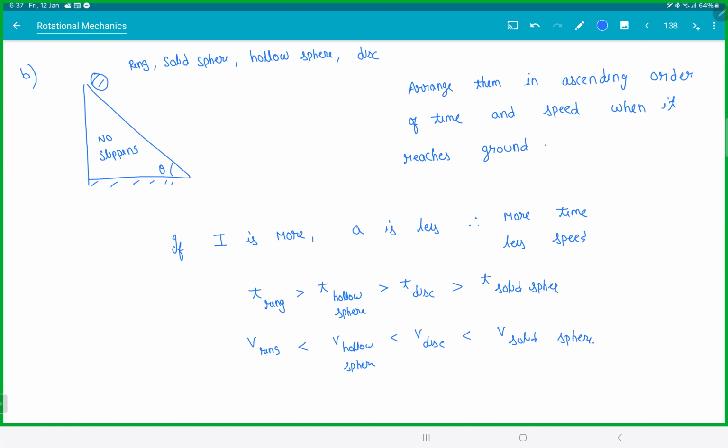Clear? Now, this is the standard one. Now we can have variations in this. Suppose the same question. Can I turn the page? No, in this, the variations. So the easy way to remember is this.